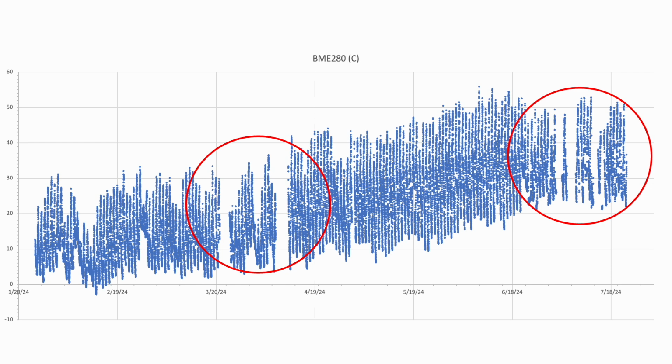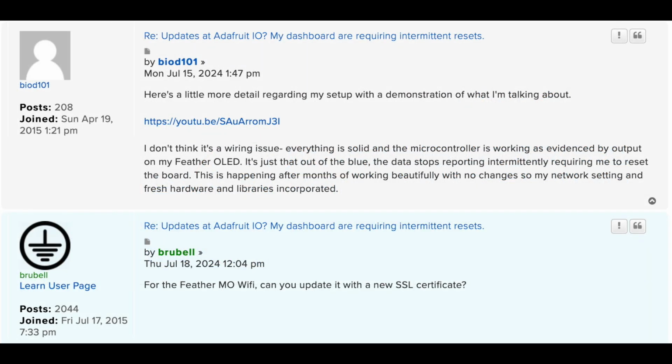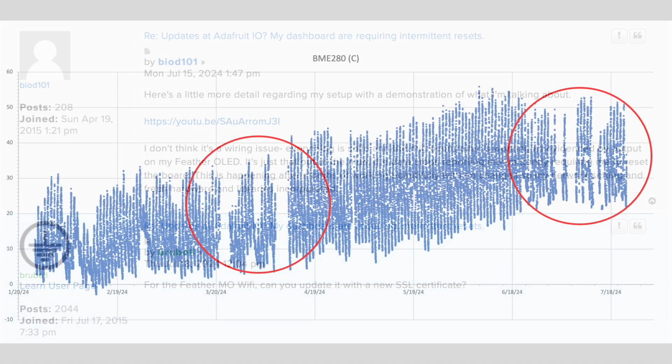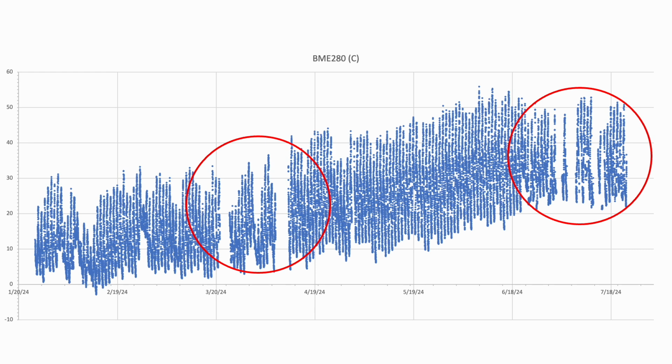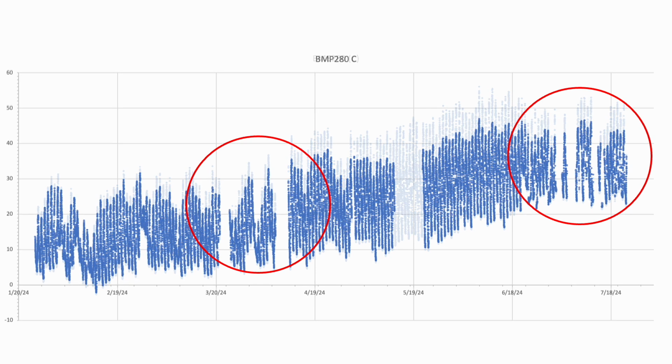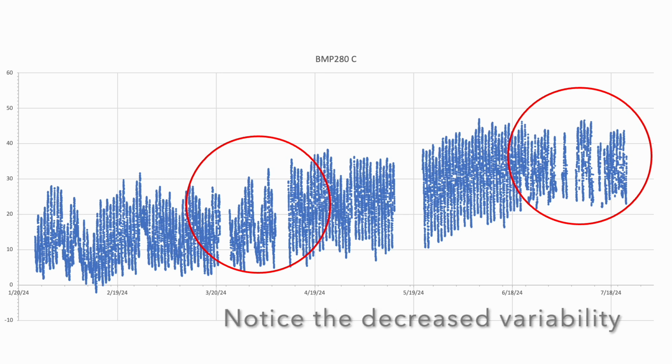Nothing had changed on my setup or network to merit this dynamic. I reached out to Adafruit's forums for guidance, and the bottom line is it may have something to do with my SSL certificate on my Feather Wi-Fi board needing to be refreshed. I haven't attempted this yet, but I'll include a link in the description of this video where you can follow the associated thread.